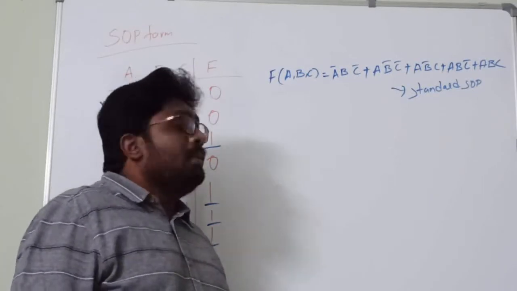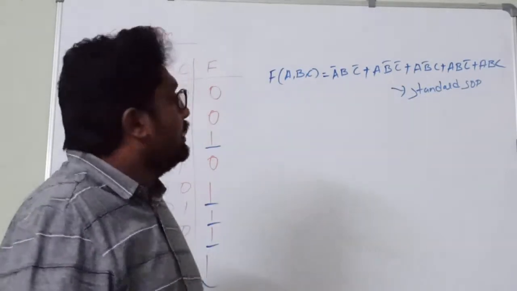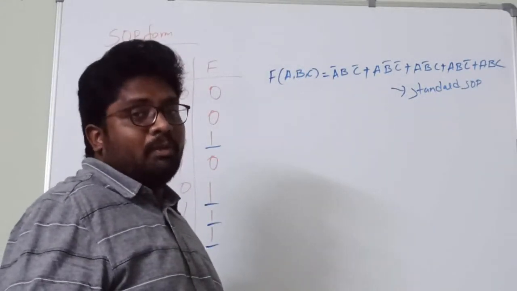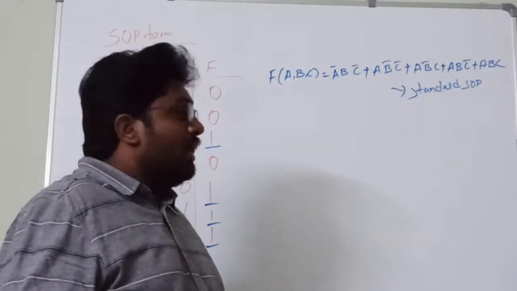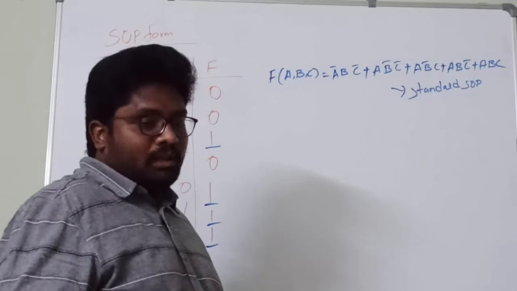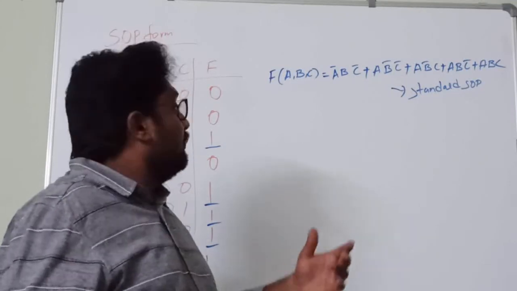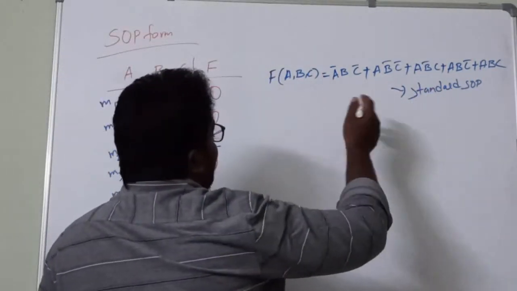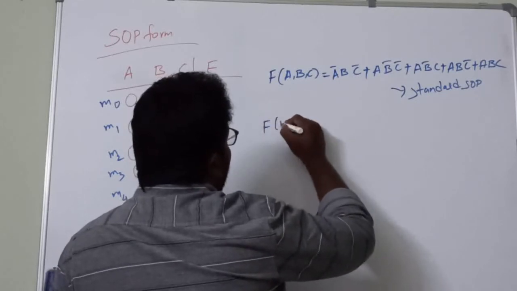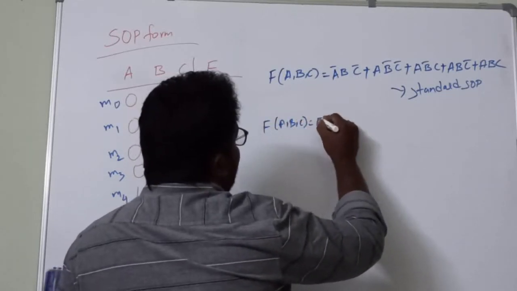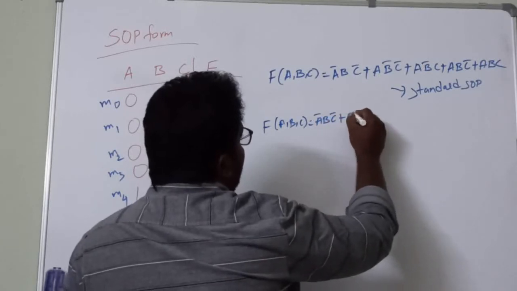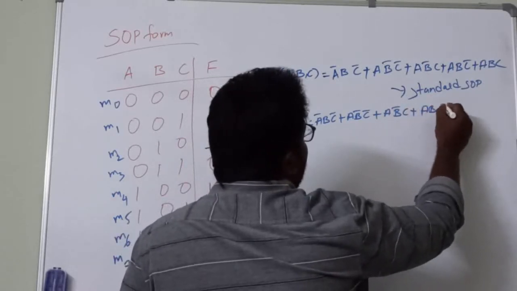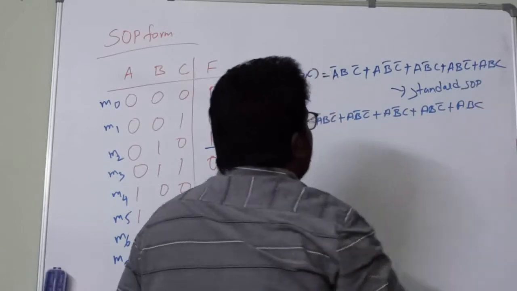Now we need to minimize this Boolean expression into the minimal SOP. What do we mean by minimal SOP? It means that in minimal SOP we do not have all the variables; the minimal SOP does not consist of all the variables that we are using in the given function. So let us see the reduction of this given function. F of A comma B comma C is equal to A complement B C complement plus A B complement C complement plus A B complement C plus A B C complement plus A B C.